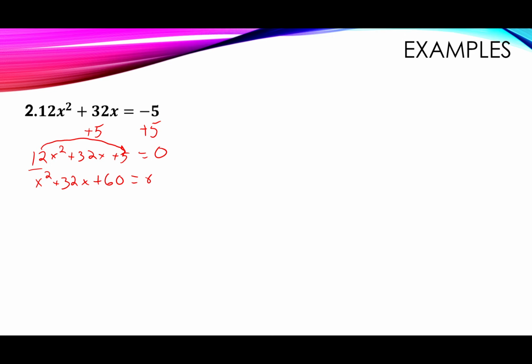Hold on, I've got to put my parentheses. It's going to be x plus, x plus, like last time, because the second sign is plus up top, and the first one is plus. The second sign tells me it's all going to be the same sign, and the first sign tells me it's all going to be pluses. Now I need to find factors of 60 that will add up to 32.